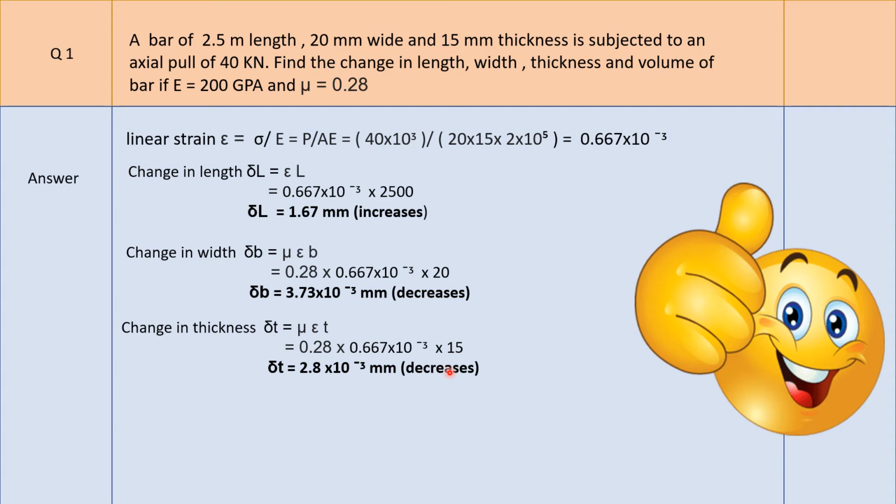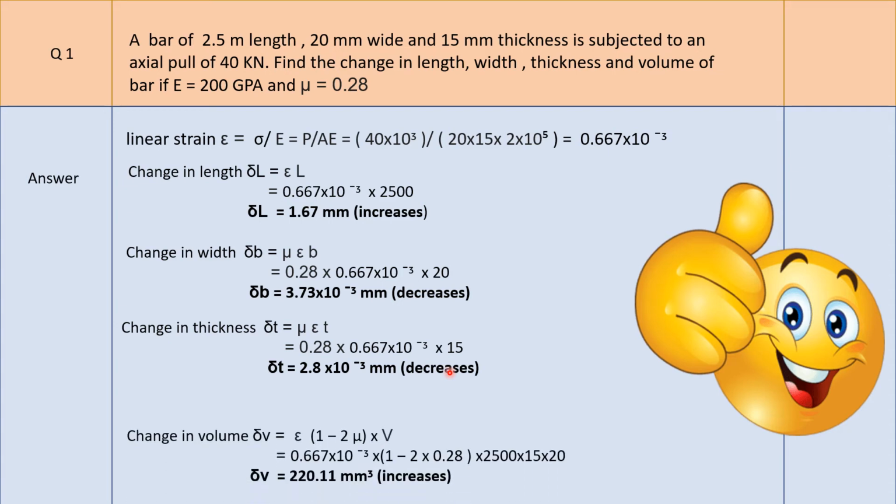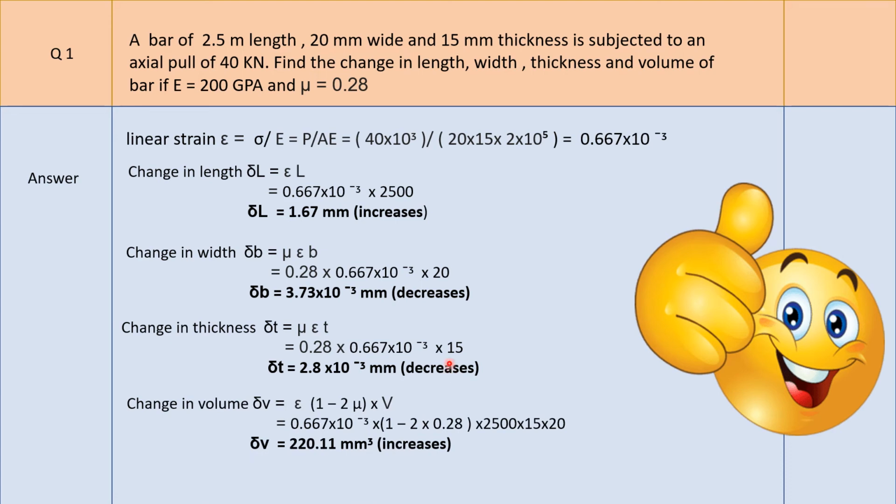Then we want to calculate a change in volume. Now this is the uniaxial loading and we know the strain, so we will use the formula delta V is equal to linear strain into 1 minus 2 mu into V. Substitute value of strain 0.667 into 10 raised to minus 3 into 1 minus 2, value of mu 0.28 bracket close, and volume will be, in mm, 2500 into 15 into 20, that is volume.